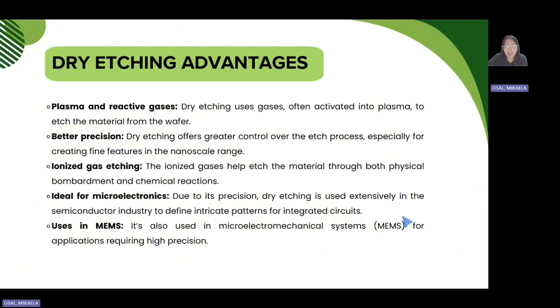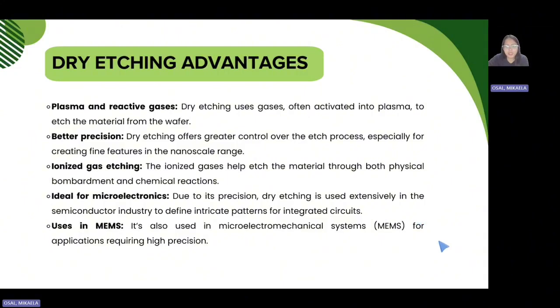So what are the dry etching advantages? Dry etching uses gas and plasma to remove material from the wafer in a vacuum environment. The process involves ionizing gases to produce reactive ions and radicals that bombard the wafer surface. These energetic species can either physically knock atoms off or chemically react with them to form volatile byproducts. Dry etching provides much greater control than wet etching, especially in the vertical direction.